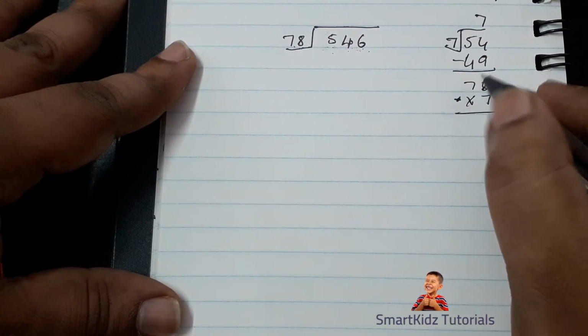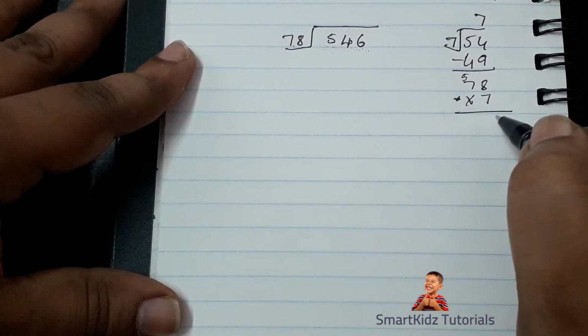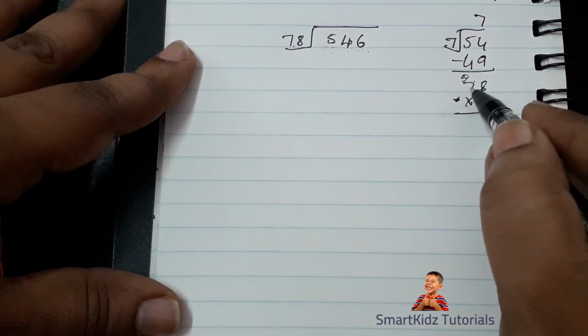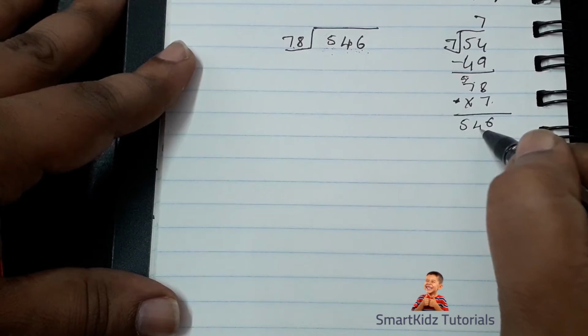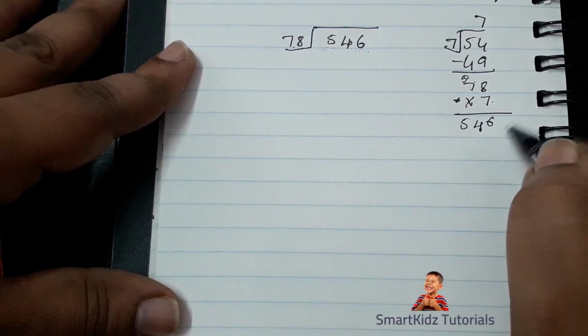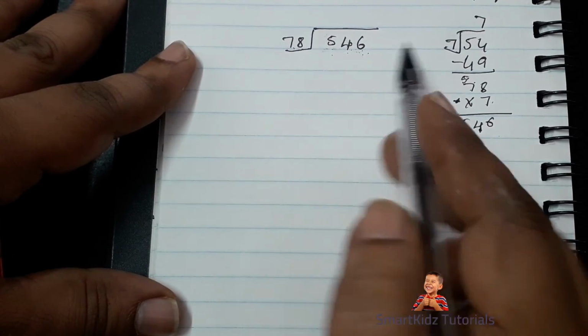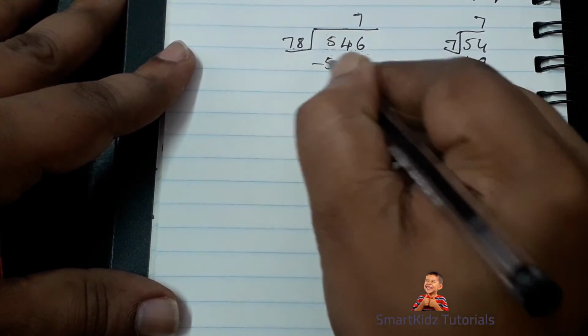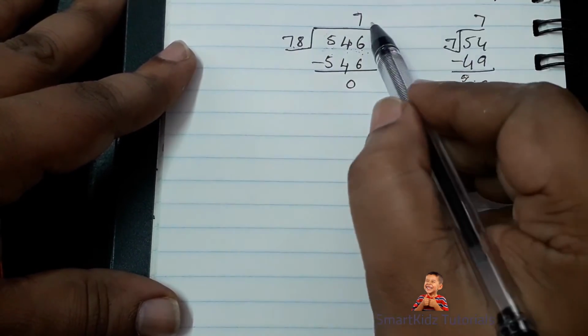7 into 8 is 56. So I put a 5 on top of 7. 7 into 7 is 49 plus 5 gives us 54. And it gives us 546. An exact match. So 78 into 7 gives us 546. And our quotient is 7.